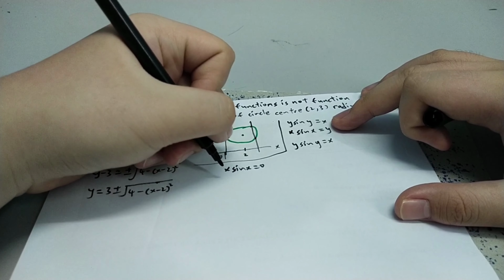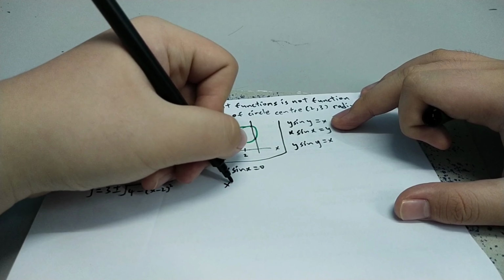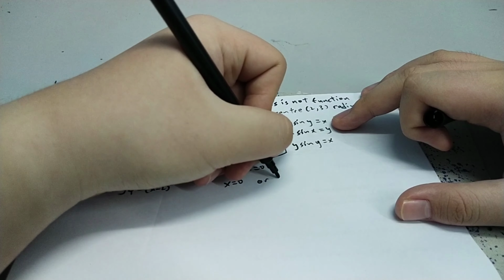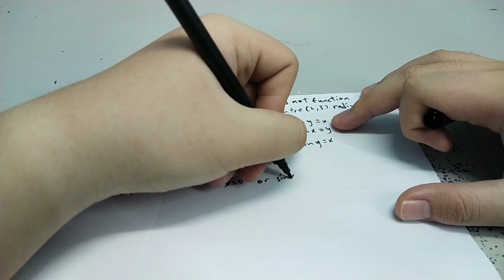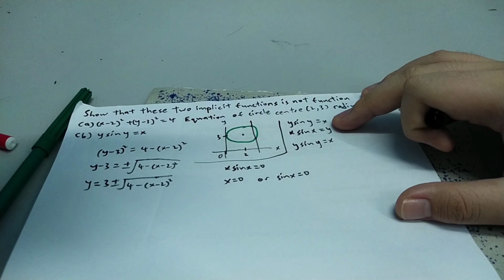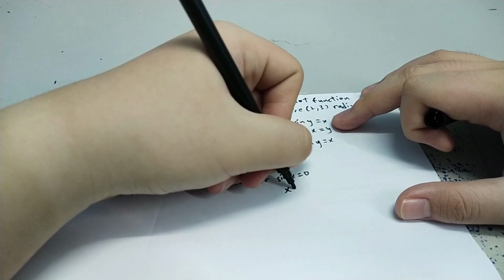Now we got two factors here, which means what? Which means that it can be x is equal to 0 or sine of x is equal to 0. So we get the first answer, x is equal to 0. Now sine of x is equal to 0. So when x is equal to inverse sine of 0, we know the inverse sine of 0 is going to be 0.